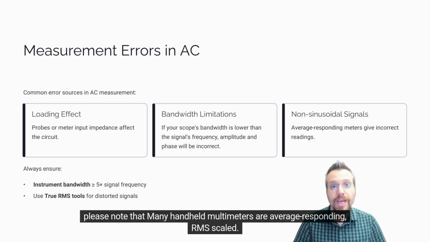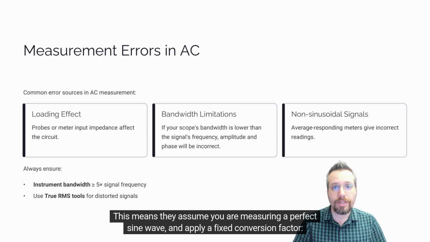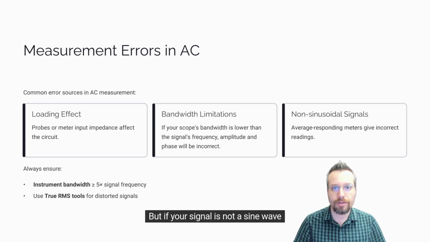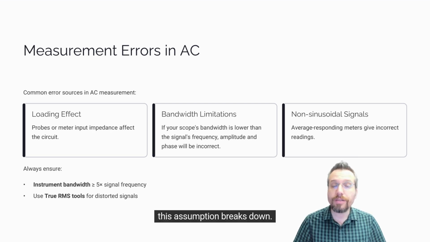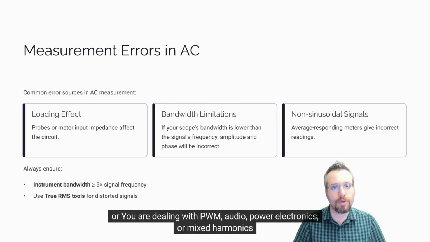Please note that many handheld multimeters are average responding RMS scaled. This means they assume you are measuring a perfect sine wave and apply a fixed conversion factor. But if your signal is not a sine wave, for example, a square wave, triangle, or distorted waveform, this assumption breaks down. So you should use a true RMS meter if your signal is not a sine wave, or you are dealing with PWM, audio, power electronics, or mixed harmonics.